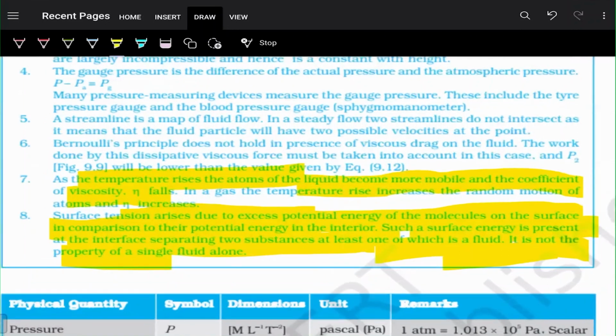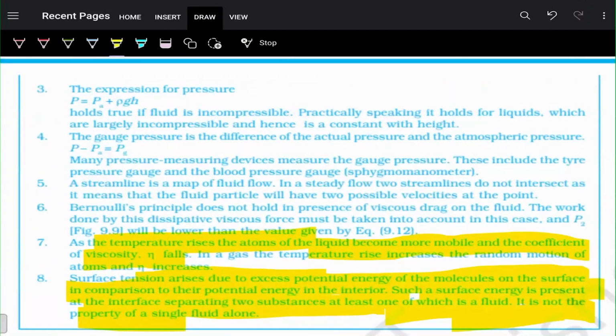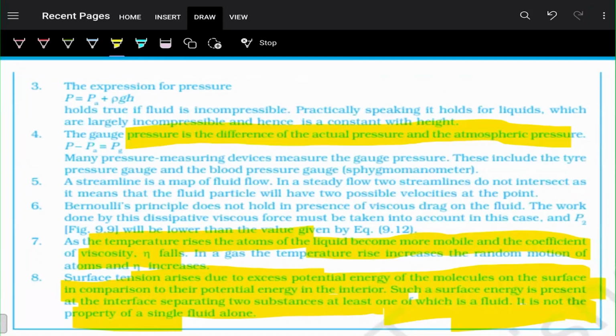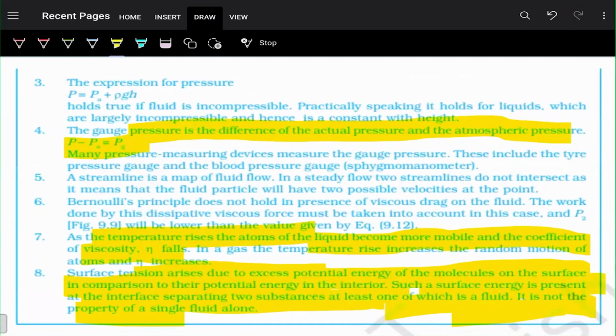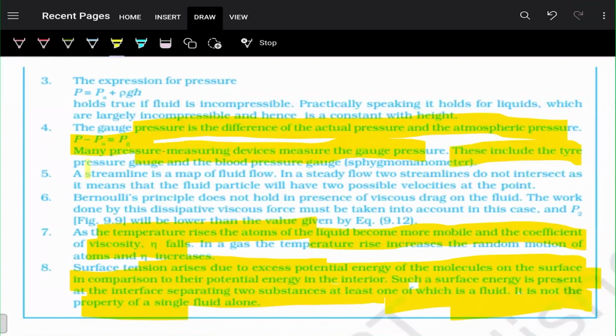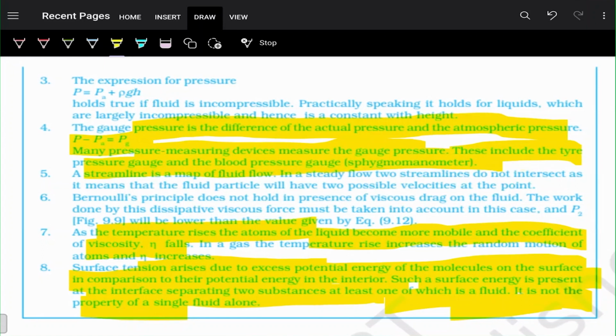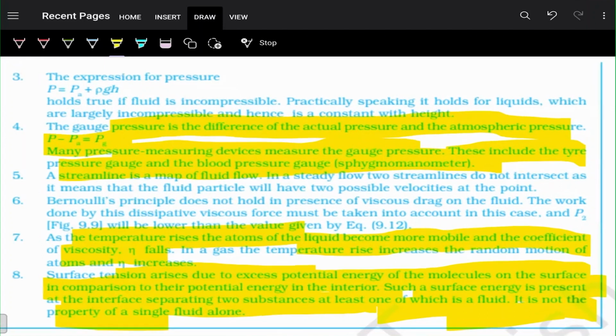The gauge pressure is the difference of the actual pressure and the atmospheric pressure. Correct? That is P minus Pa equals gauge pressure, Pg. Okay, simple. Many pressure measuring devices measure the gauge pressure. This includes the tire pressure gauge and the blood pressure gauge, that is the sphygmomanometer. Many pressure measuring devices measure the gauge pressure. What is gauge pressure actually? The difference of the actual pressure and the atmospheric pressure.